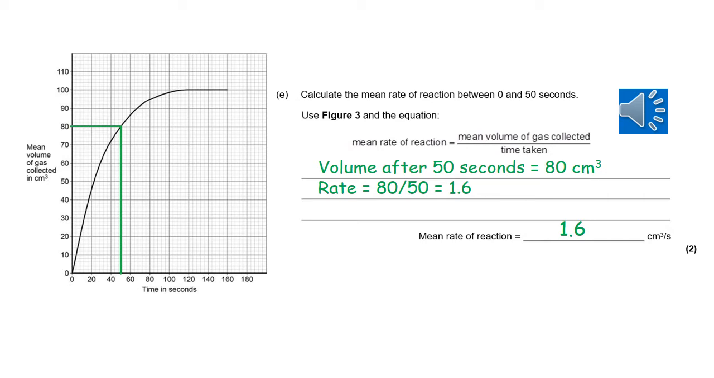Therefore, I've got my formula there. Mean volume of gas, well, that's going to be the 80. That's going to be divided by the time taken, which is 50, because it's gone from 0 to 50. That gives you a value of 1.6. So the rate of reaction is 1.6 cubic centimeters per second.